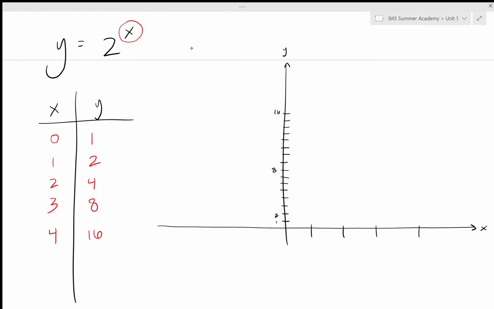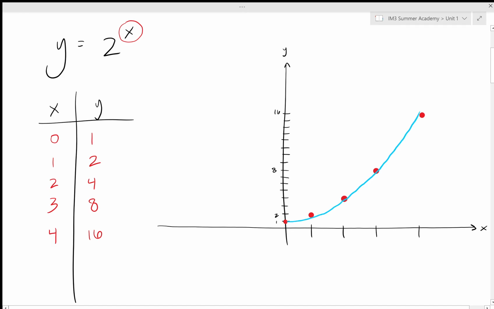All right, let's put some points on this. So my first point is 0, 1. So 0 over 1 up. Next point, 1 over 2 up. Whoops, I missed one. Sorry, 2 over 4 up. 3 over 8 up. 4 over 16 up. And you notice this isn't a straight line. What we're creating here is a bit of a curve. Okay, so starting here, this is going to curve upwards.